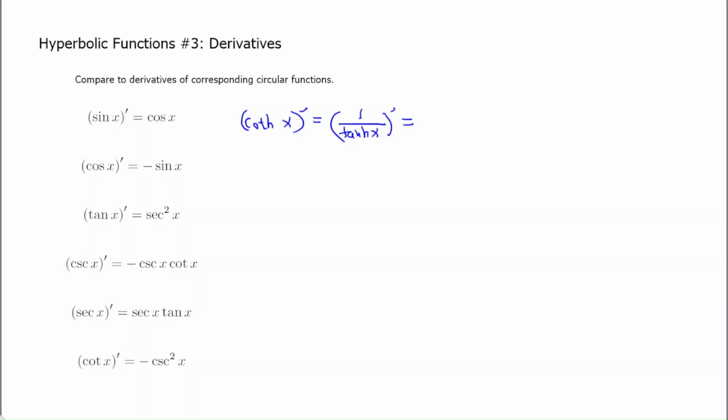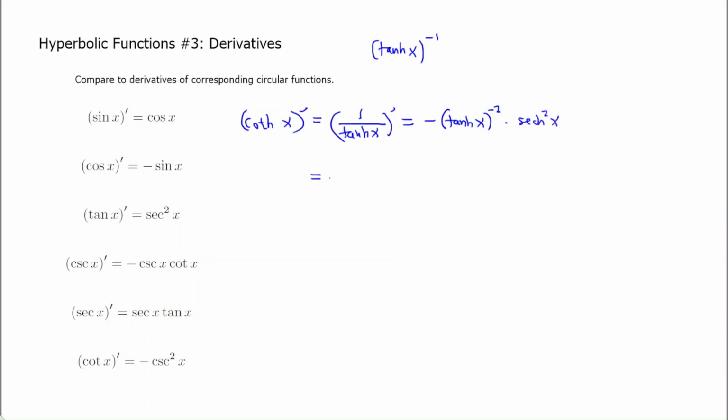Here I'll just try something a little different, just for fun. I'm going to write coth x as 1 over tanh x, and then take the derivative of the reciprocal of tanh x. That 1 over tanh x is really tanh x to the negative 1 power. So taking the derivative, I get the negative to come down, and then I have tanh x to the minus 2 power. Then the chain rule says I have to write down the derivative of the tanh function, which is the hyperbolic secant function squared.